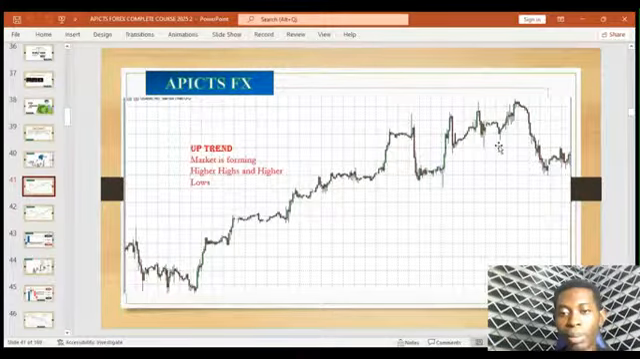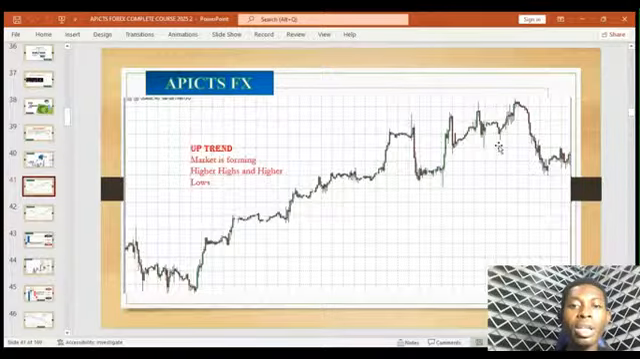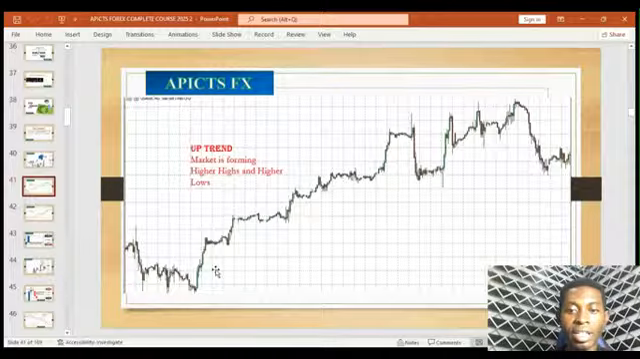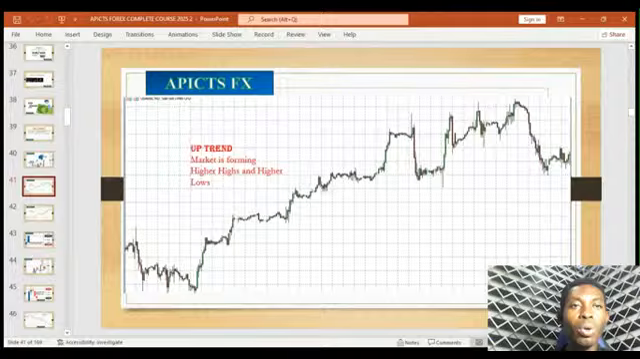I'm still going to explain this deeper to you later. The market is forming an uptrend. When it's forming a series of higher highs and higher lows, it is said to be in an uptrend.